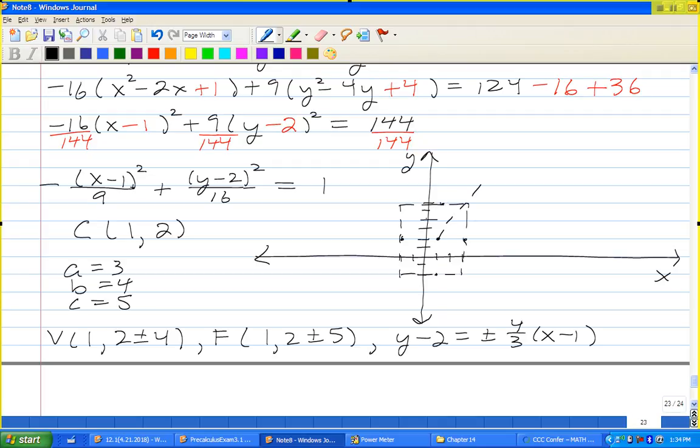Draw the diagonals, your asymptotes for your hyperbola. y is positive, okay. So here, and 5, so just one more. So here are your center, vertices, foci. And this is your hyperbola. And these are your asymptotes.